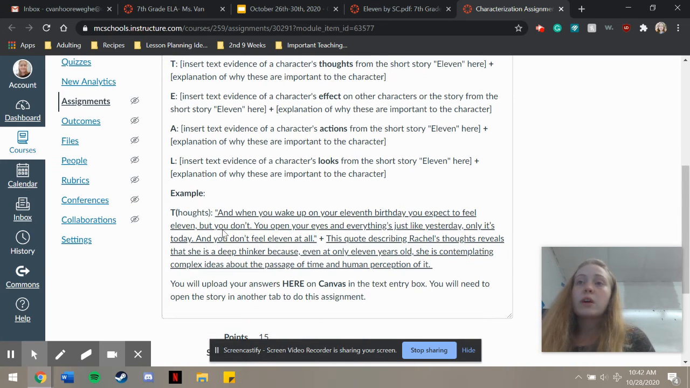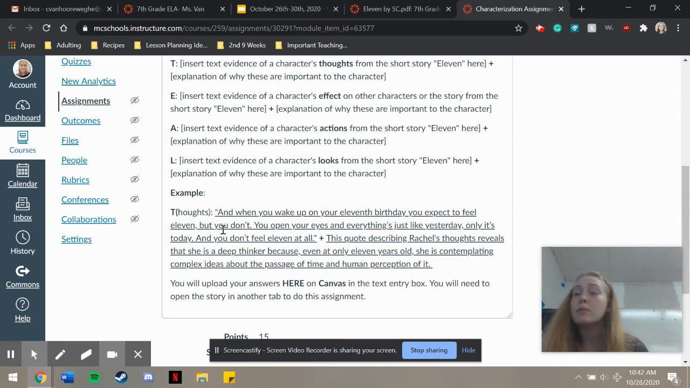So in this example right here, I chose the excerpt that says, "And when you wake up on your 11th birthday, you expect to feel 11, but you don't. You open your eyes and everything's just like yesterday, only it's today, and you don't feel 11 at all." So this is an example of the author describing some of her thoughts in the story. So what I did is I chose that excerpt because I believe it's important to who the character is.